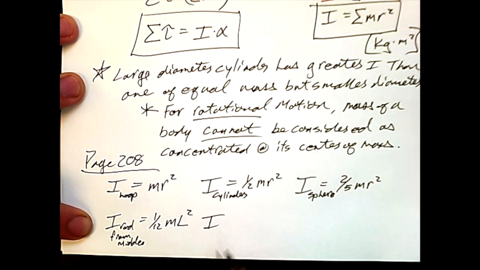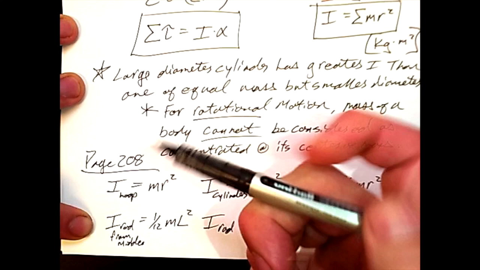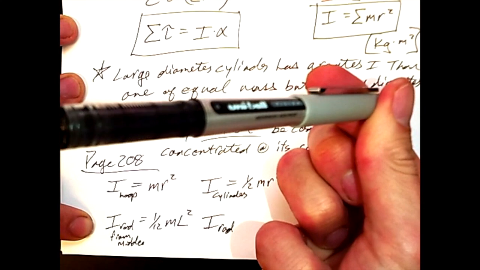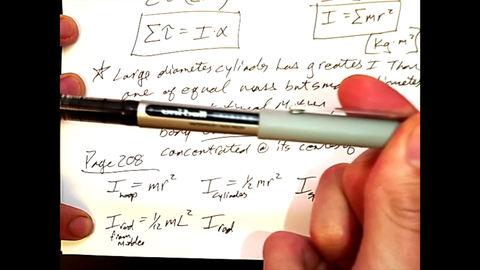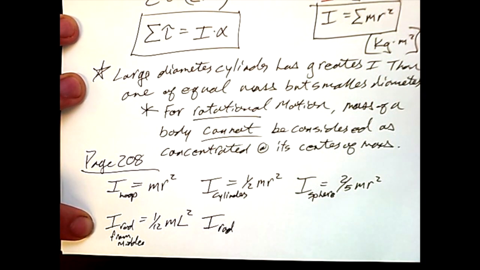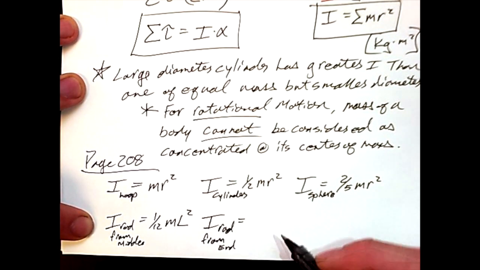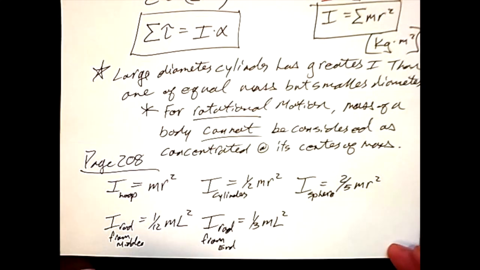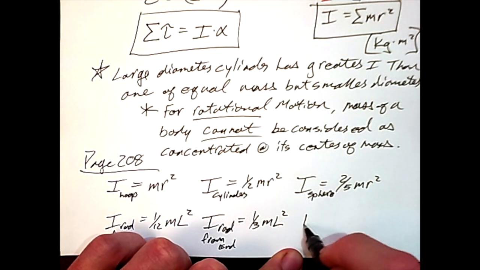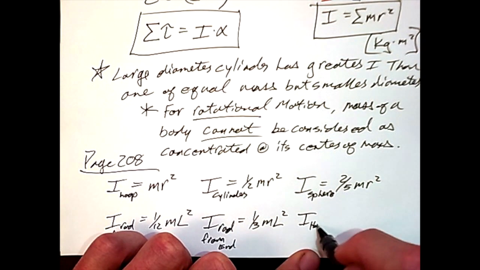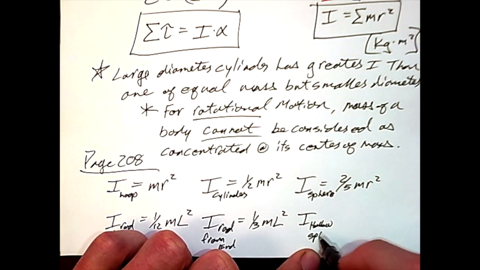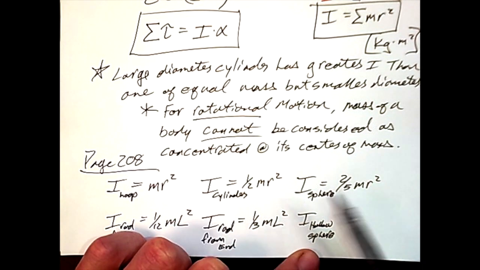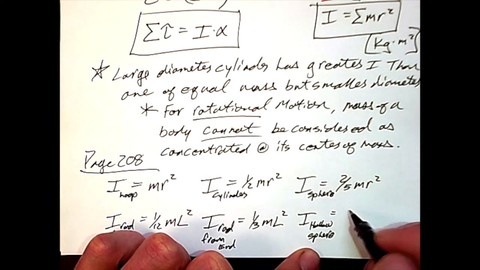If I had a rod and instead I held it at the very end and spun it like spinning a baton or a gun, if I were a rifle twirler in the military, this would be a rod from the end. Then my moment of inertia is 1/3 ml squared. And of course, the last uniform shape I can think of is a basketball, and a basketball is more analogous to a hollow sphere. A hollow sphere obviously is much more closely related to a hoop than it is to a solid sphere, and so we see a much different moment of inertia of 2/3 mr squared.